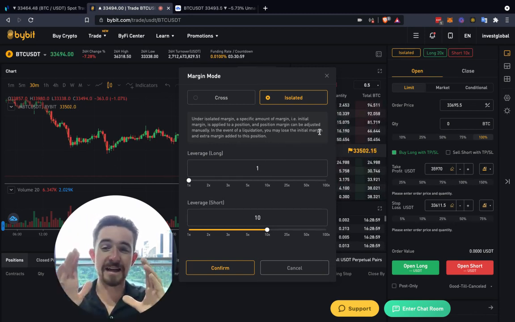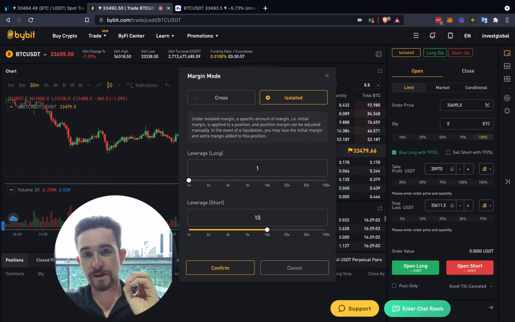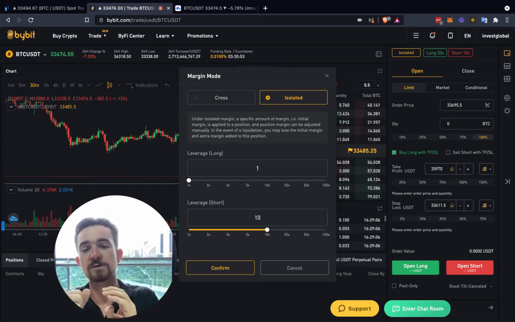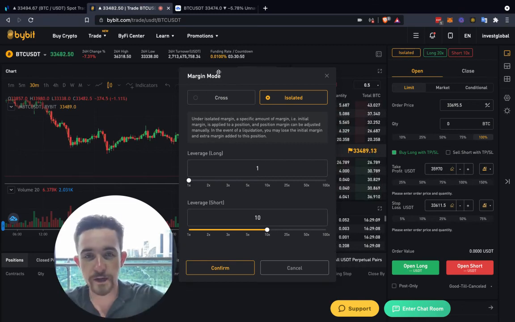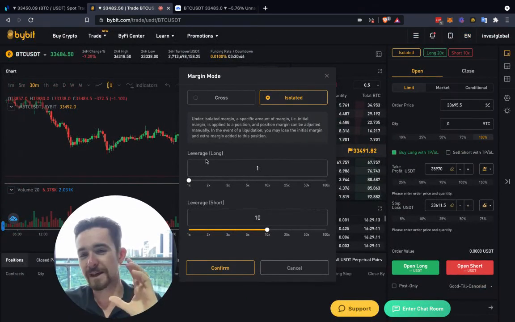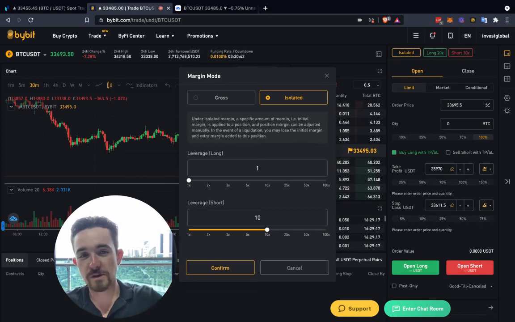So basically, like I said, isolated, that's all it's going to pull from your account. That's all it's going to pull. Whereas cross, it can actually pull more from your account. That's why I personally only like using isolated. They break it down here, but some people may be a bit confused, and I can read the way that they have it. But then I kind of just explained it in simple English. Once you use it a little bit more, you understand what I'm talking about.